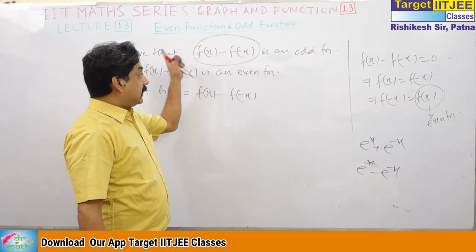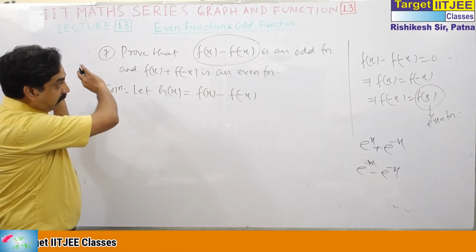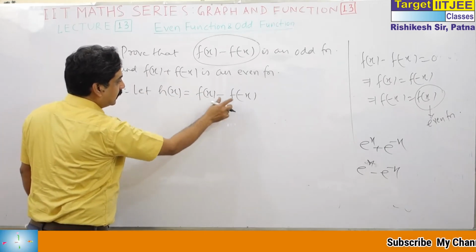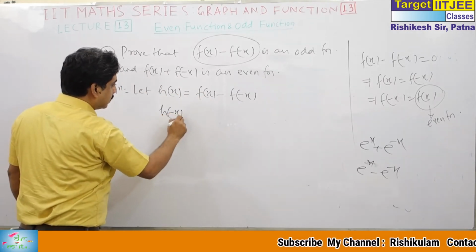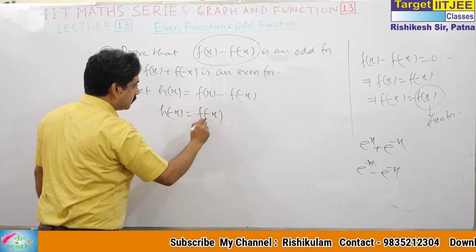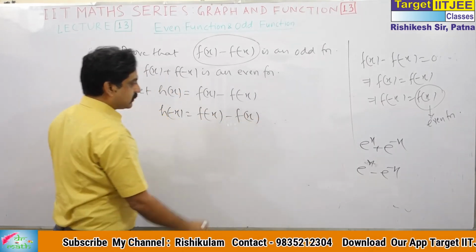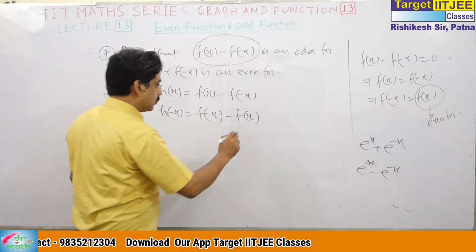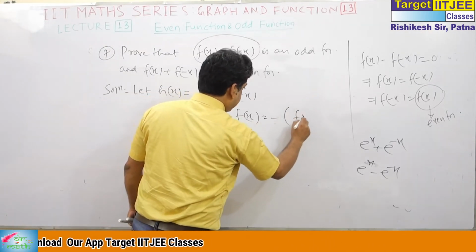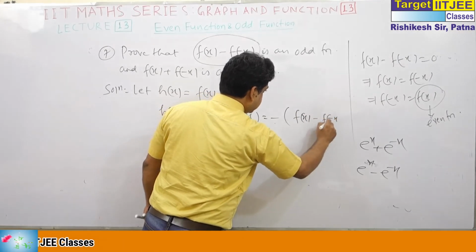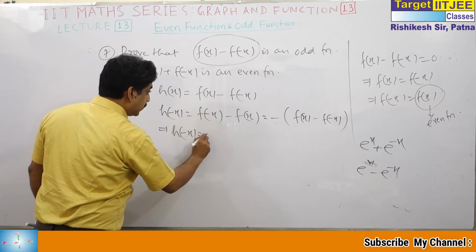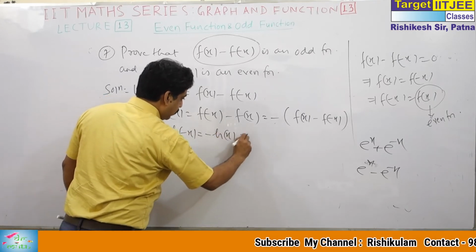To do this type of question, give them a new name. This function is treated as hx. What is h minus x? This is f minus x minus fx. This takes minus, this minus vanishes. This is minus of fx minus f minus x. So h minus x is equal to minus hx. Odd function.